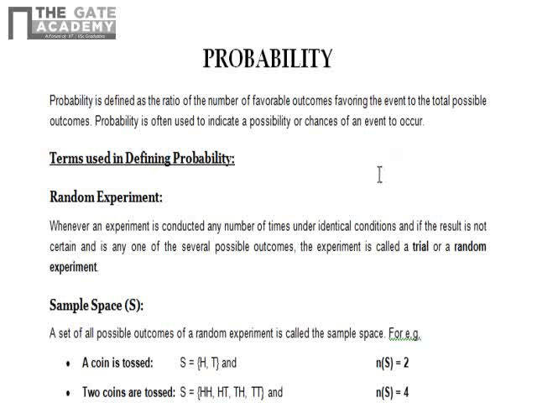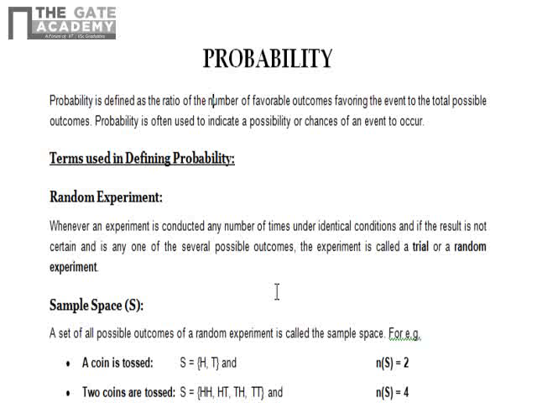I think it's confusing, no? Don't worry, you'll get to understand after solving some problems. Terms used in defining probability: a random experiment. When an experiment is conducted any number of times under identical conditions, and if the result is not certain and any one of the several possible outcomes, the experiment is called a trial or random experiment.